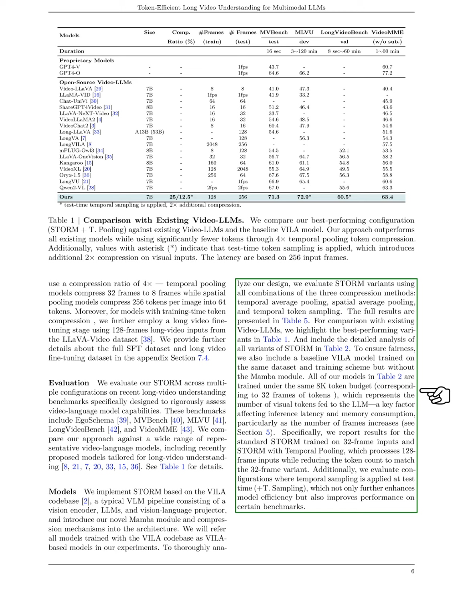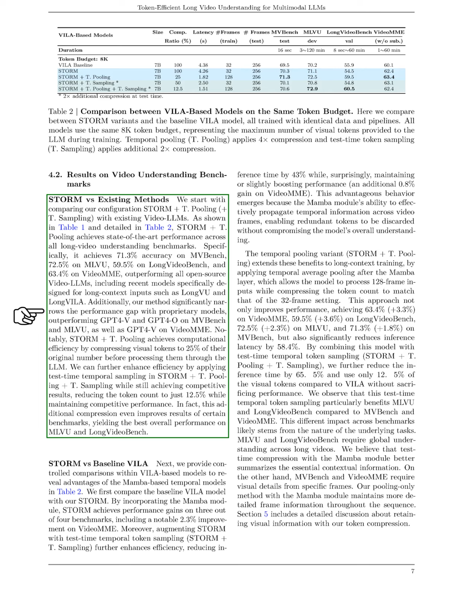All models are trained with the same token budget, which is crucial for managing inference latency and memory use as the number of frames increases. We report results for the standard STORM trained on 32 frame inputs and configurations where temporal sampling is applied at test time, which enhances model efficiency and performance on certain benchmarks.